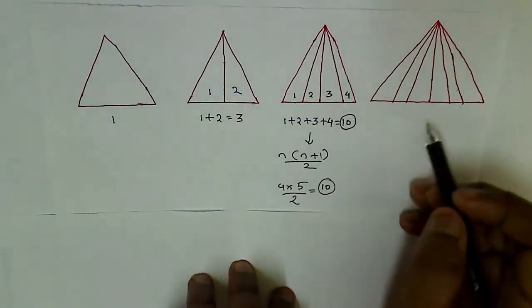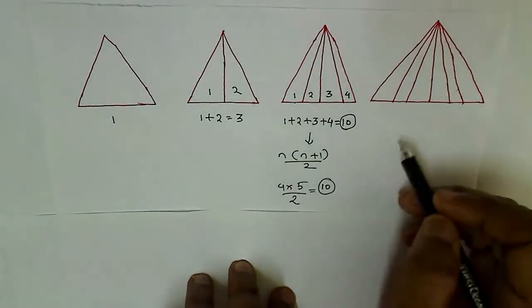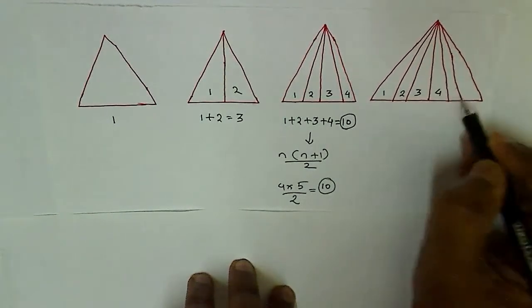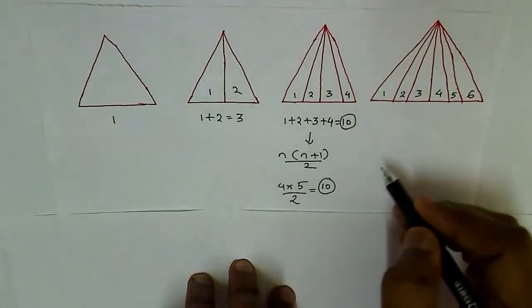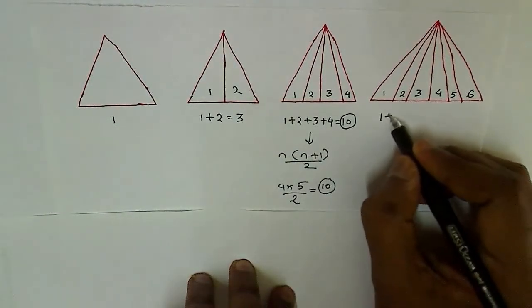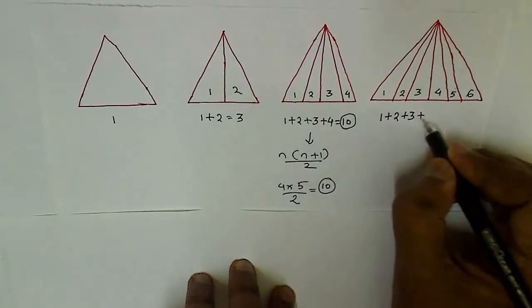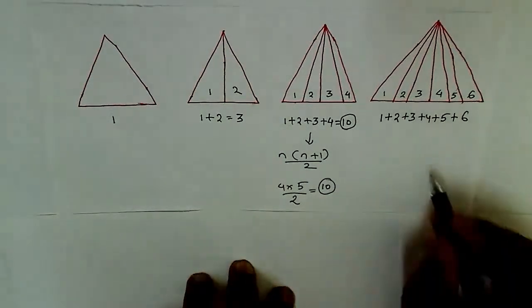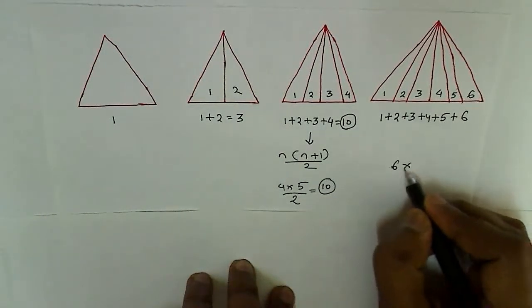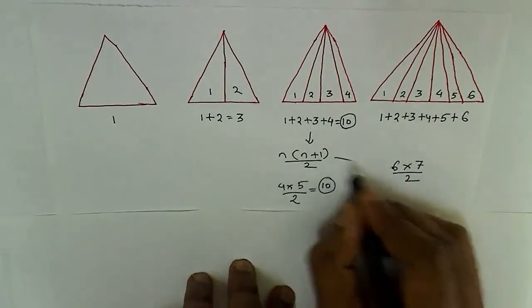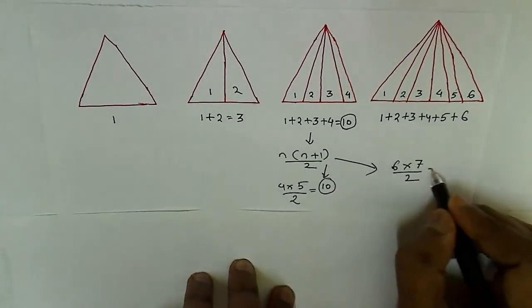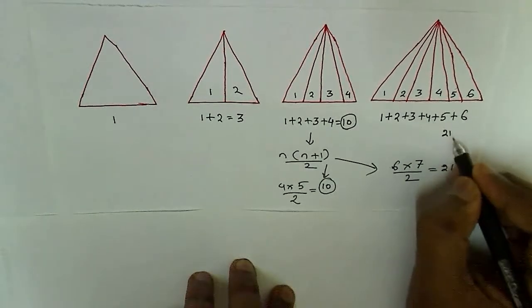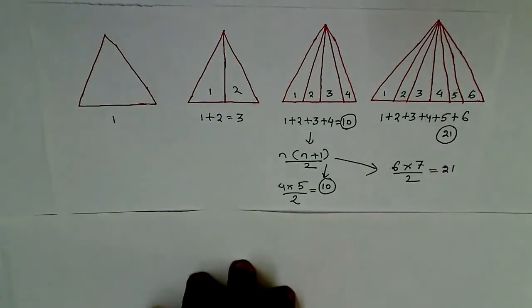Suppose this figure. Which one is the base? This one is the base. So how many triangles are there above this base? 1, 2, 3, 4, 5, 6. So the total number of triangles becomes 1 plus 2 plus 3 plus 4 plus 5 plus 6. If you cannot add all these, the last number is 6, so 6 into 6 plus 1 is 7, divided by 2. This formula I am applying. If you solve it, the answer you will get is 21. So the total number of triangles will be 21.